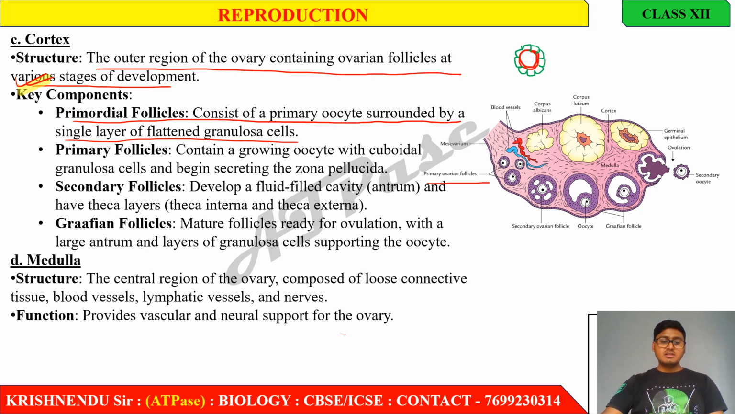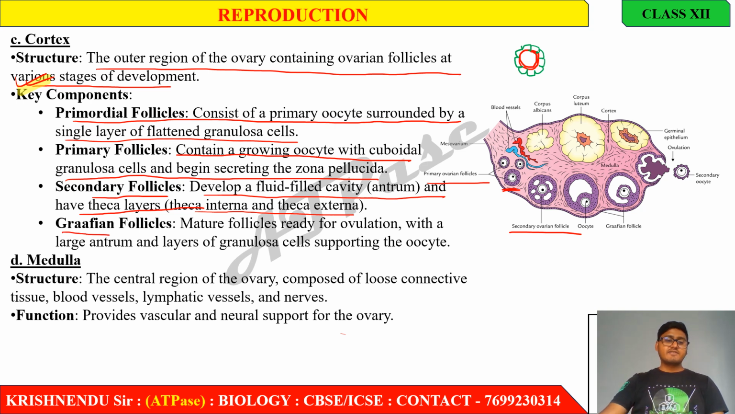Next, the primary follicle contains a growing oocyte with cuboidal granulosa cells and begins secreting the zona pellucida. This is the primordial follicle, and this is the primary follicle. Secondary follicle: this develops a fluid-filled cavity, that is the antrum, and has thick layers, that is theca interna and theca externa. This is the secondary follicle. Inside is known as theca interna and outside is known as theca externa.